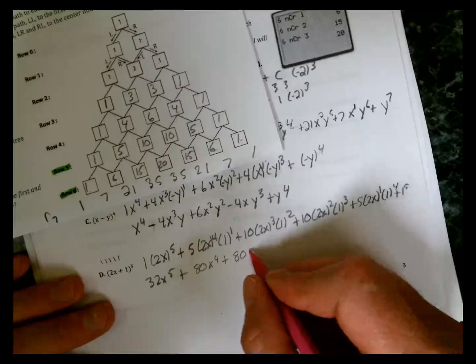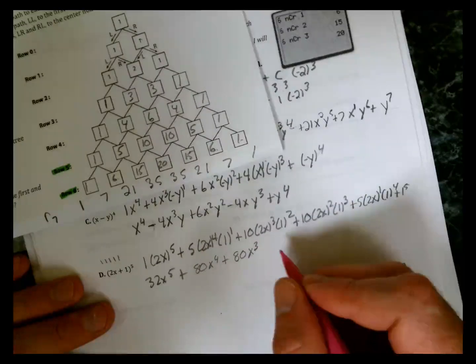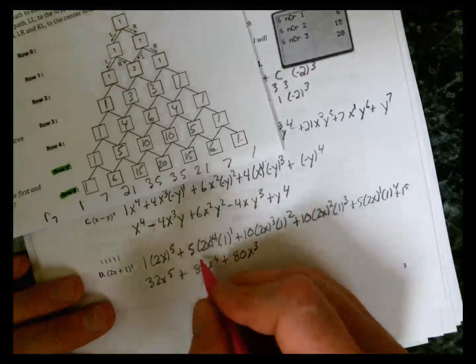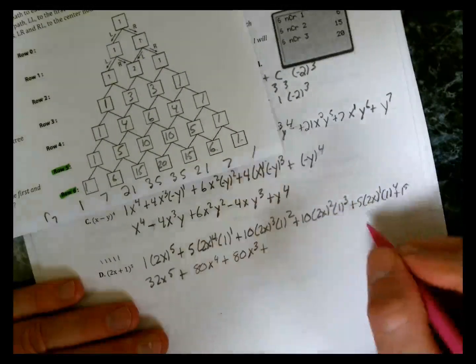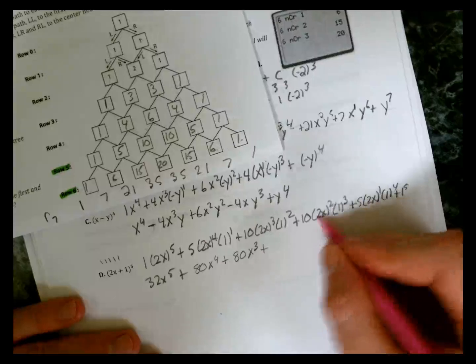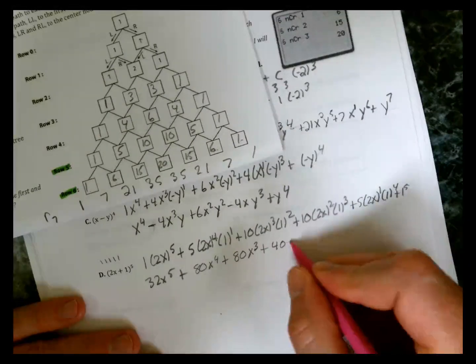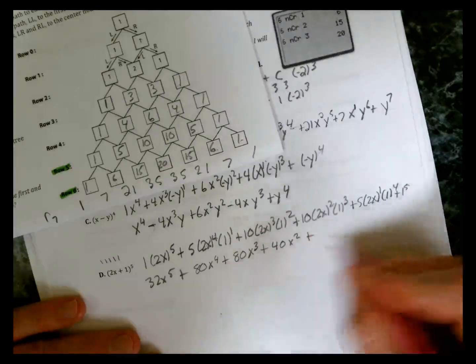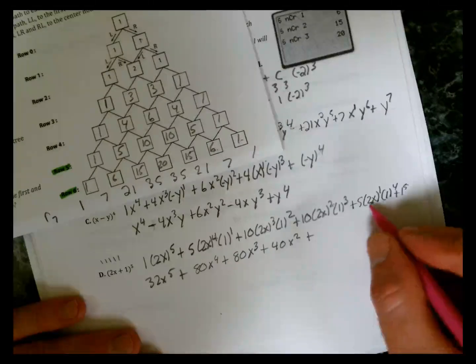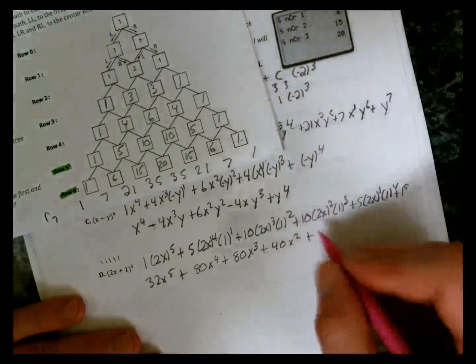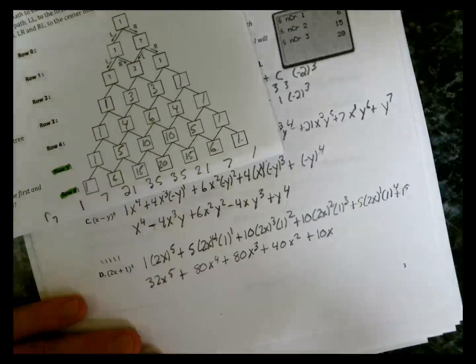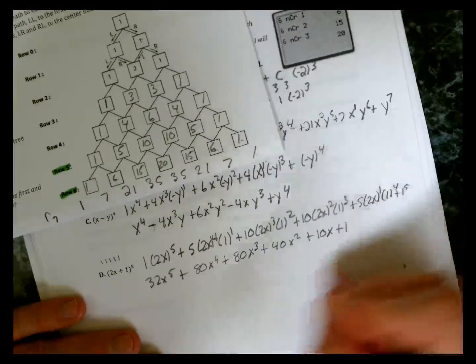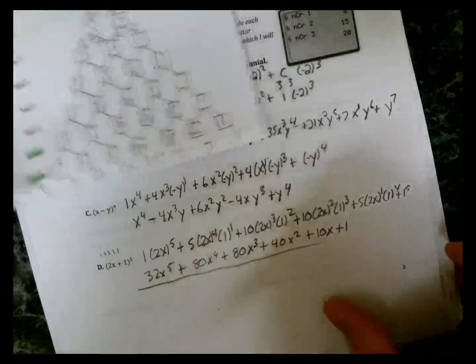I feel like I messed up there, but I don't think so. Is it 80 twice? Well, probably. It feels weird, but my mind says it's correct. 2 squared is 4 times 10 is 40, x squared. And 2 to the 1st power is just 2, right? Times 5 is 10. I've got x. And again, that 1 is just kind of dropping off each time. And 1 to the 5th power is my last term, which is 1. So there it is.